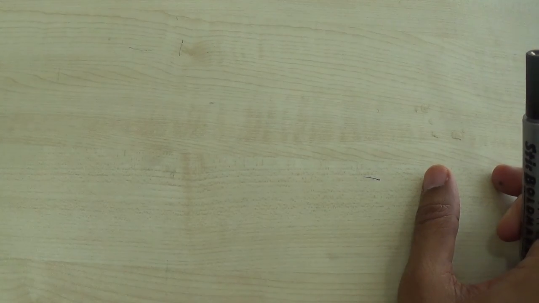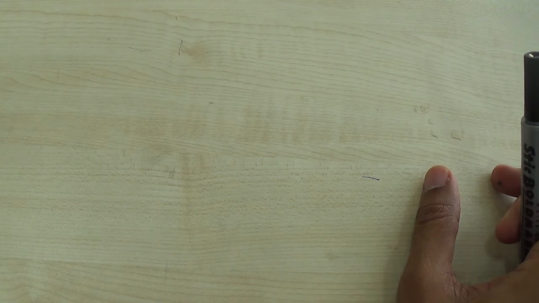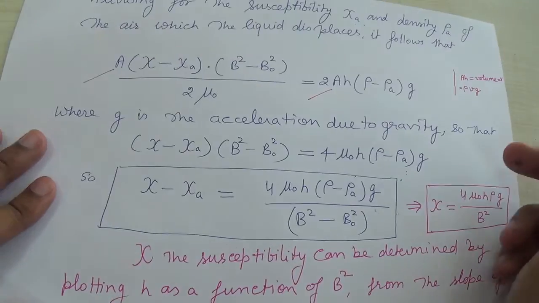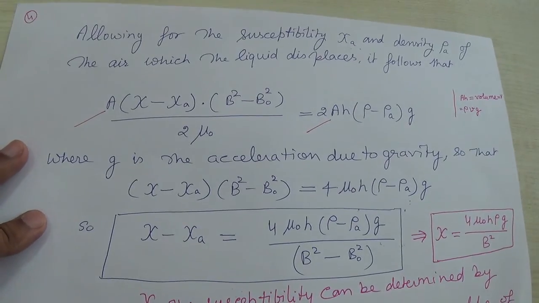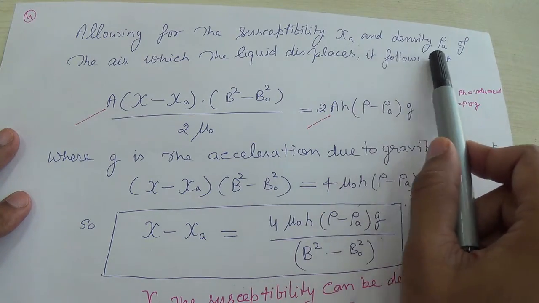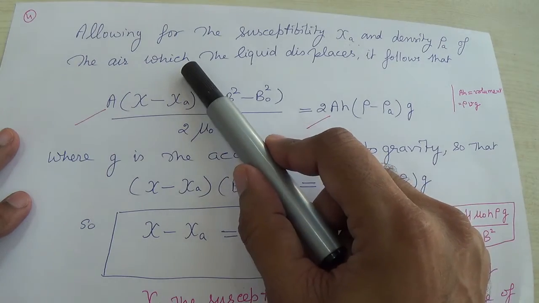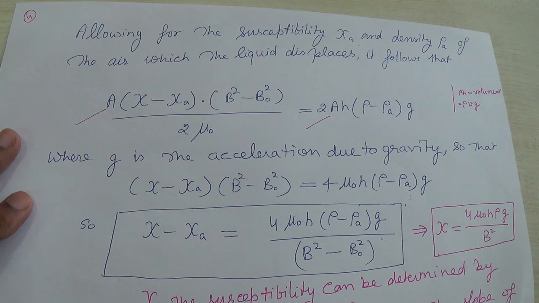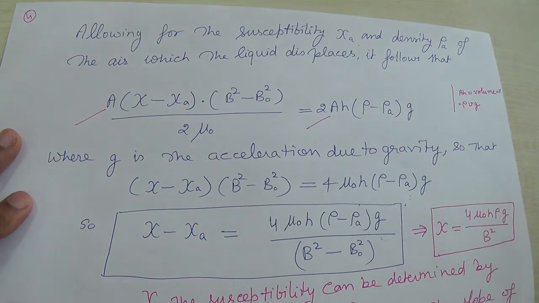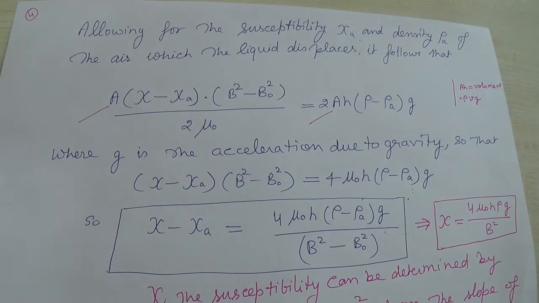So this force which is exerted on the magnetic dipole is balanced by the pressure between the two arms. Now, allowing for the susceptibility chi A and density rho A of the air, we have introduced two more parameters: the susceptibility, and the density of the air which the liquid displaces. The liquid basically displaces it from the Quincke's tube.